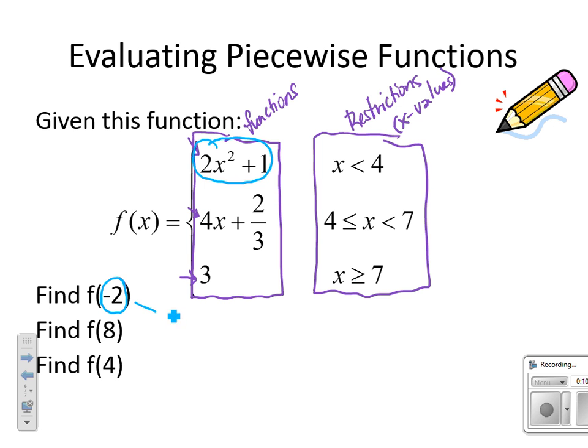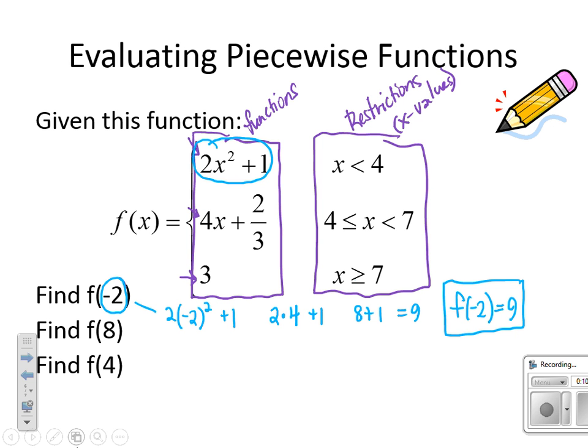So I will take 2 times -2 squared plus 1, and I get 2 times -2 squared is 4 plus 1. 2 times 4 is 8. 8 plus 1 is 9. And so f of -2 would equal 9.